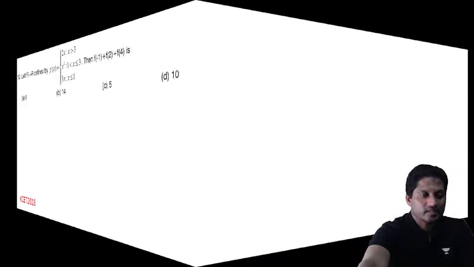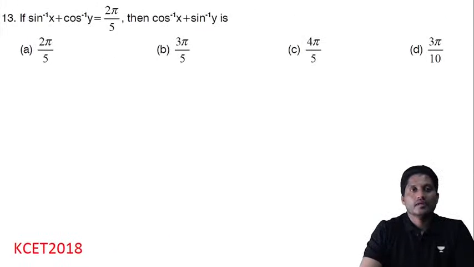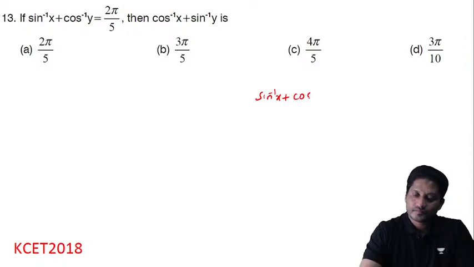Let's move to the next question. Sin inverse of x plus cos inverse of x is pi by 2. From this, sin inverse of x is equal to pi by 2 minus cos inverse of x. Similarly, cos inverse of x is equal to pi by 2 minus sin inverse of x.